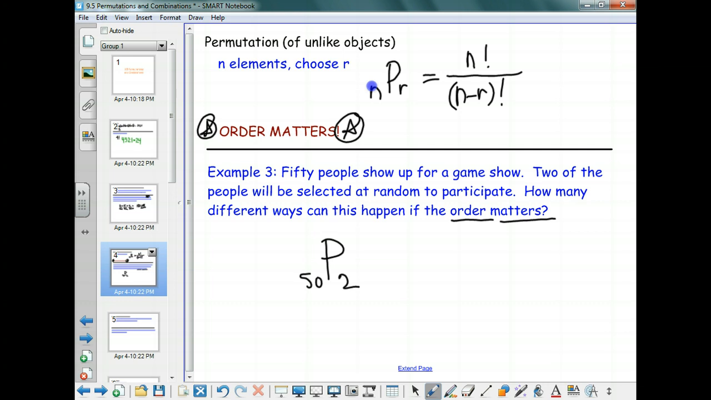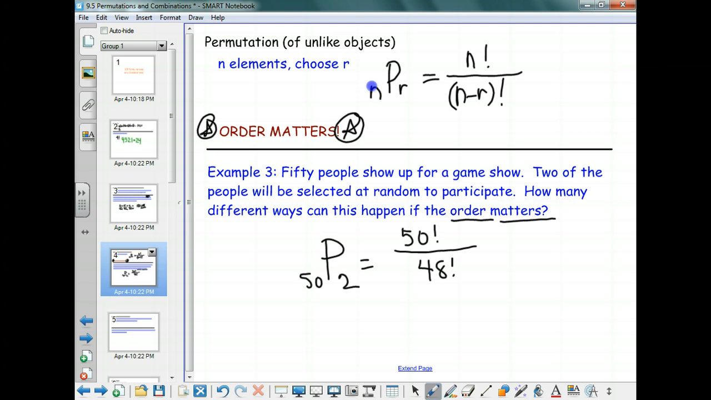The r occurs after the P. Also, just FYI, the n is always bigger than the r. So when you're subtracting, big minus small, you're in good shape. Okay. All right, so what goes on top on this one? 50 factorial. What goes on bottom? Yeah, 48, 50 minus 2, 48 factorial.